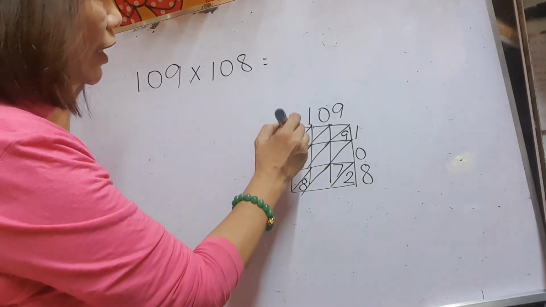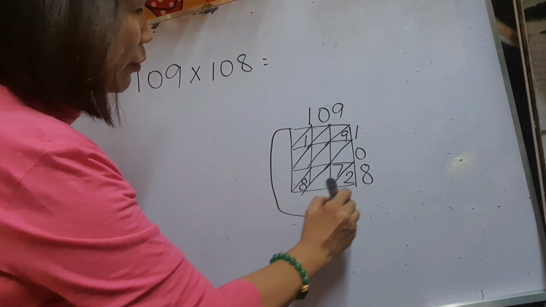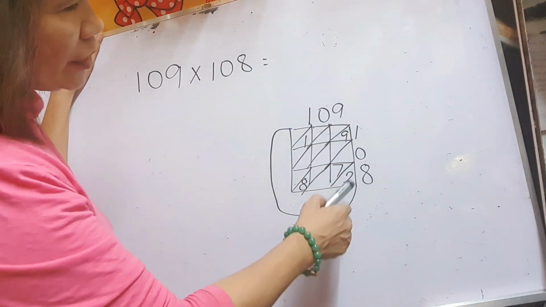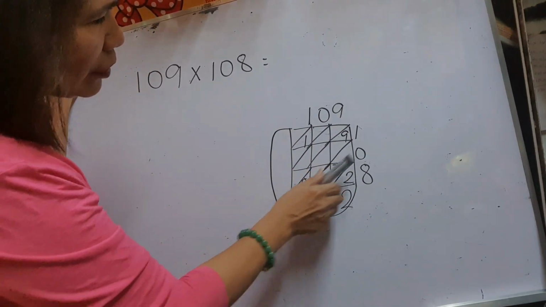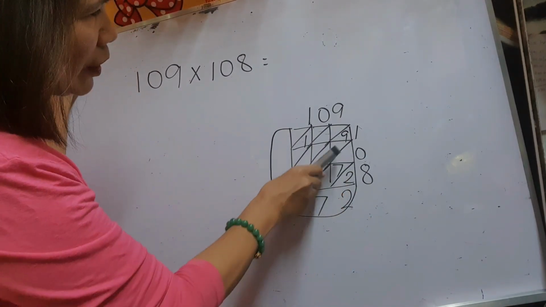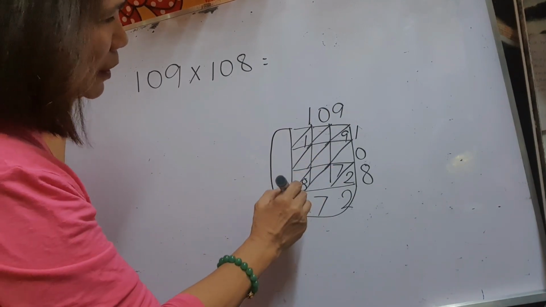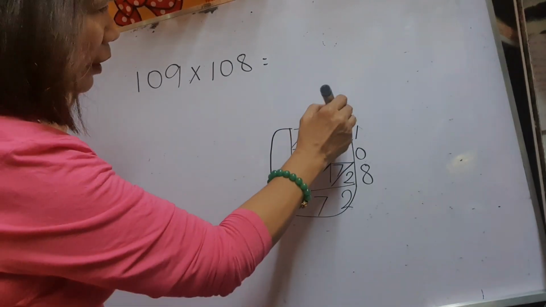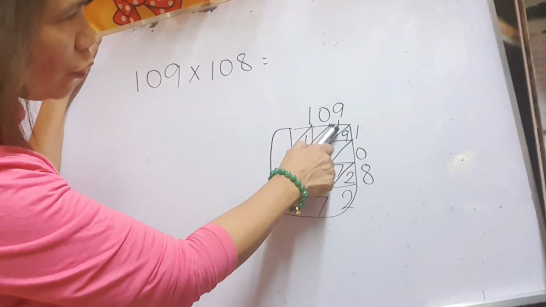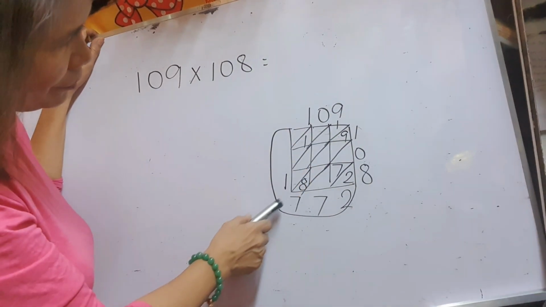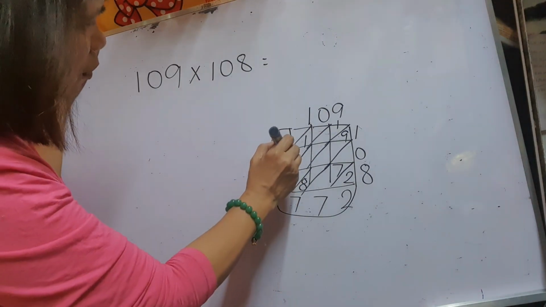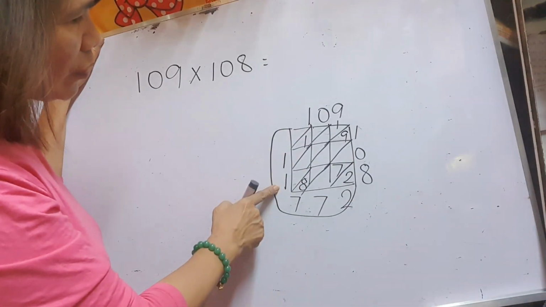Now, eto na yan, ha? Okay, so your answer would be put here. So here we have 2, okay, here we have 7. And then here we have 9 plus 8 is 17. And then carry 1 here. So yun yung 1 nyo, ibaba nyo ngayon dito. Okay, so this will be your answer.